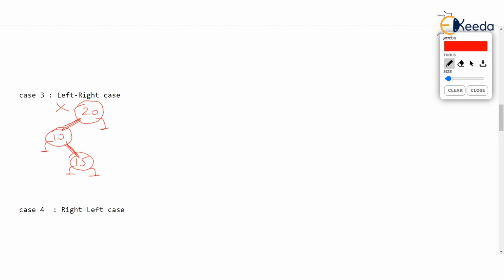Then simply put 15 at the place of 20. Now, if 15 goes at the place of 20, then where will 20 go? 20 must go to the right of 15 because it is larger than 15. The left child of 15 will remain 10. 10 was already the left child of 20, so it remains as the left child. So we have got two leaves, 10 and 20, and 15 being the parent. This is of course balanced.